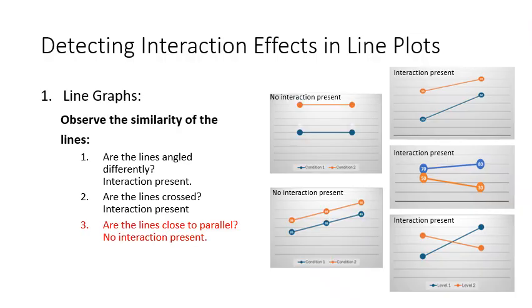And we can look to see if the lines are close to parallel. And if they are, then there's no interaction present. And we have a couple of obvious examples here with these two lines close to parallel. And in the lower example, again, they're angled, but they're parallel. And that means there's not an interaction.